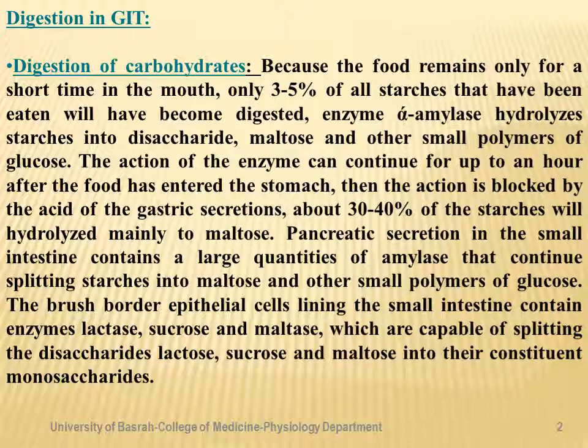Then the brush borders, the epithelial cells lining the small intestine, contain different types of enzymes. Lactase, sucrase, and maltase are going to split these disaccharides into simple monosaccharides, اللي هي lactose والsucrose والmaltose, to be easily absorbed by the epithelial lining of the small intestine.